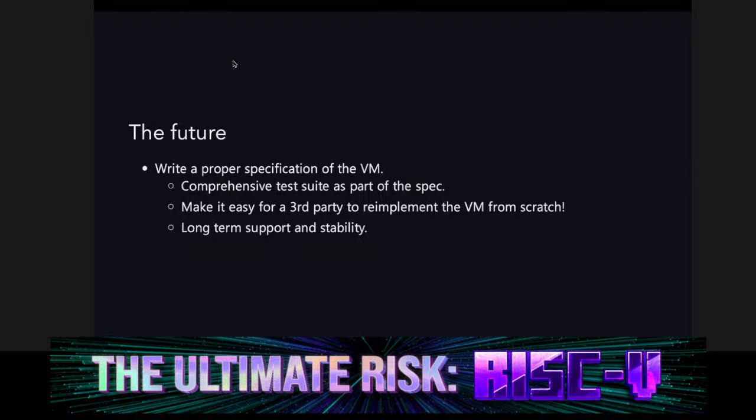Also, we do want to write a proper spec for the VM before hitting version 1.0. We want to have a comprehensive test suite as part of the spec, which will be independent from the VM, and we want to make it really easy for someone else to just implement a new VM that is 100% compatible with ours. This will also help with long-term support and stability.